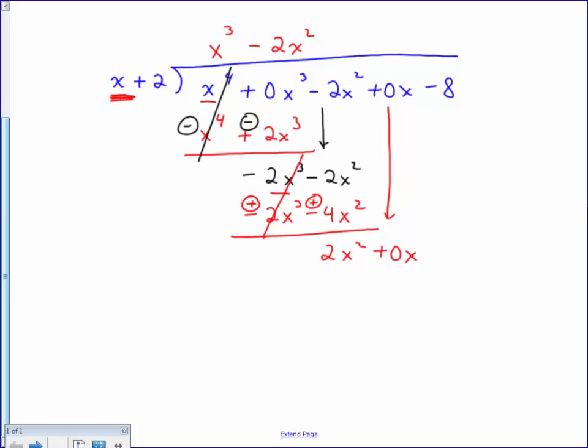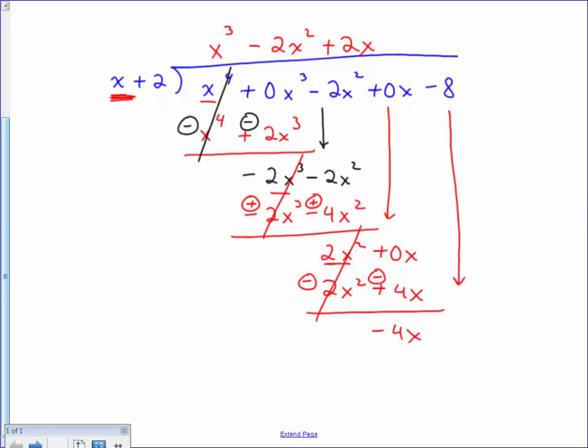Look at the x here and the 2x squared. I would need a 2x. Multiply the 2x by the x. That's 2x squared. Multiply the 2x by the 2. That's 4x. Draw a line, change your signs. These two would cancel. I would have 0x minus 4x, which is negative 4x, and then finally bring down the negative 8.